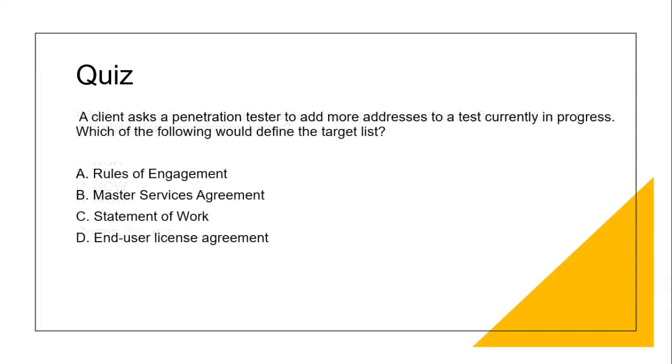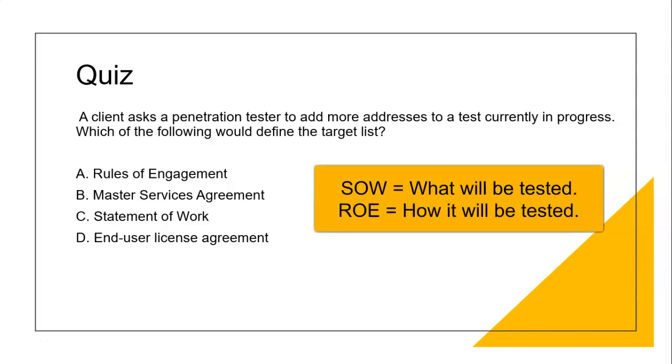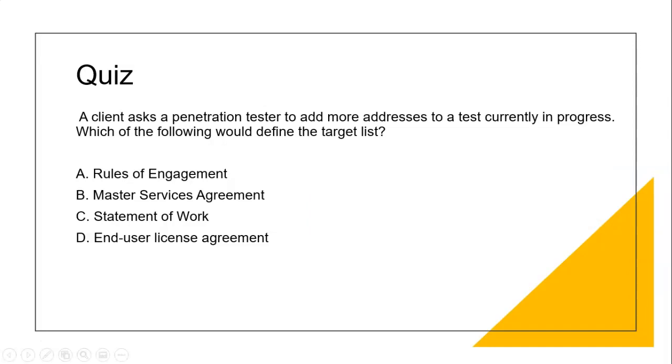A client asks a penetration tester to add more addresses to a test currently in progress. Which of the following would define the target list? The rules of engagement, master services agreement, statement of work, end user license agreement. Now there's a conflict here because the addresses to be tested are also going to be in the rules of engagement, but they should be in the statement of work. So that will be answer C, the statement of work.